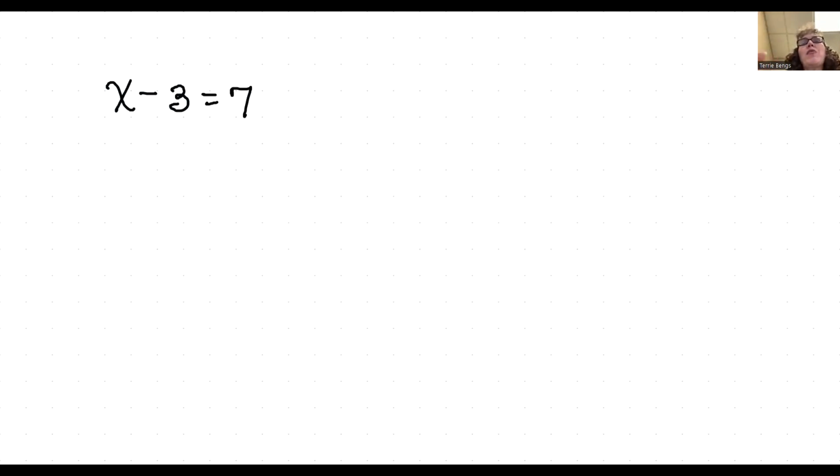So to move something from one side of the equal sign to the other, we have to do the opposite. So here we have a minus 3. So the opposite of a minus is a plus. So we will plus 3. And then what we do to one side of the equal sign, we must do to the other side. So we will add that plus 3 under the 7 as well.